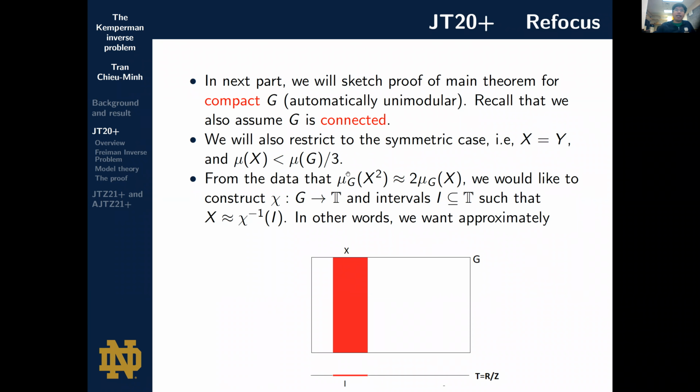And from the data, we know that the measure of X squared is nearly 2 times the measure of X, right? And we need to do two things. We need to construct a group morphism from the group G into the torus, together with a compact interval subset such that X is the inverse image of that interval, right? So in other words, we want approximately to have this picture.